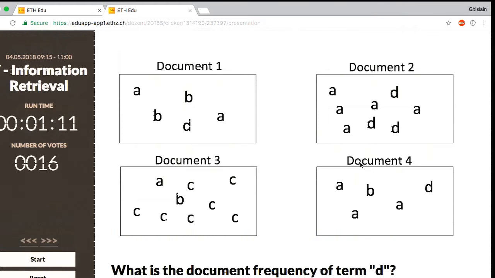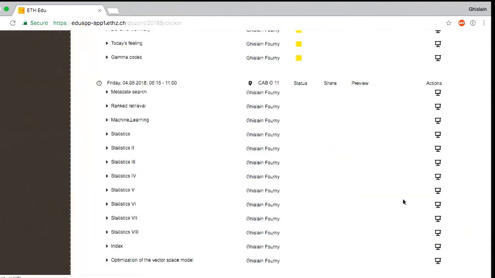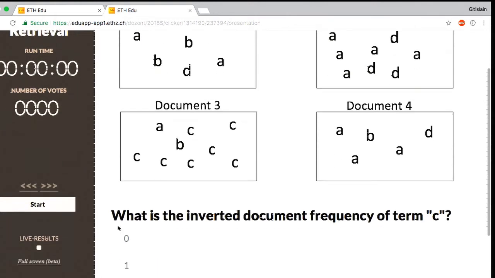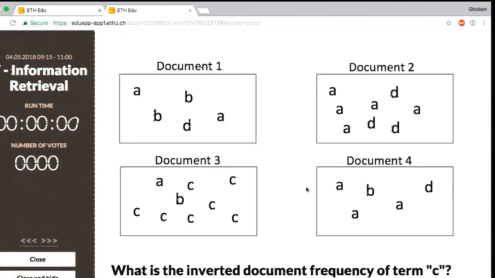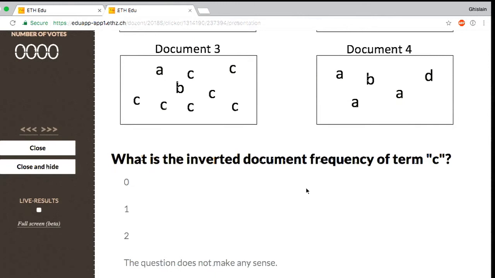Okay, we even have 16 answers now. So 3, yes, because there are 3 documents that contain it. Oh, the next one. What is the inverted document frequency of term C? I'm using the logarithm in base 2, just to keep things simple.